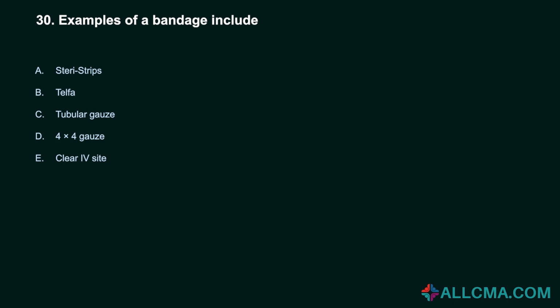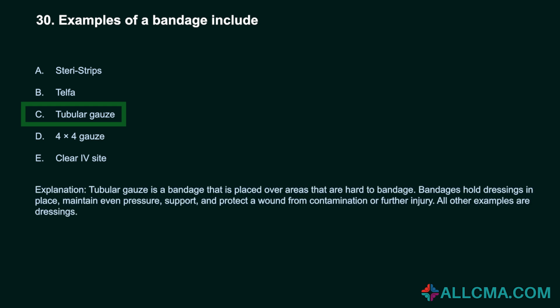30. Examples of a bandage include: A. Steri-strips. B. Telfa. C. Tubular gauze. D. 4x4 gauze. E. Clear film dressing. Correct answer, C. Tubular gauze. Tubular gauze is a bandage that is placed over areas that are hard to bandage.